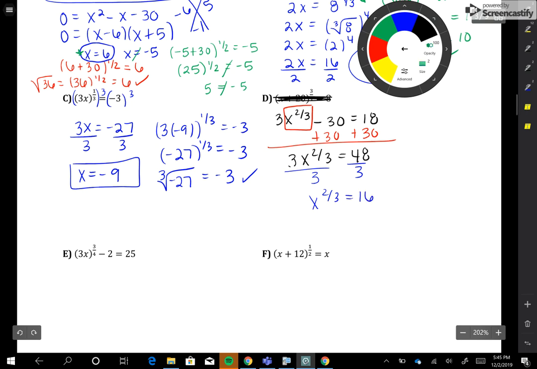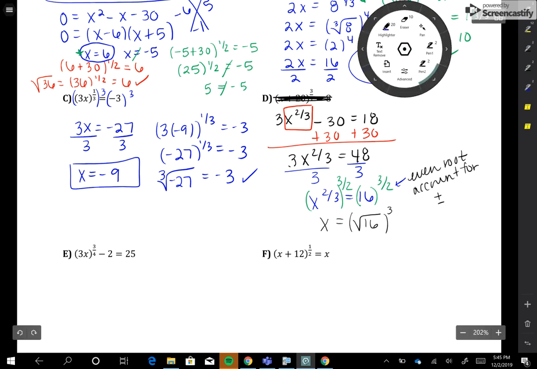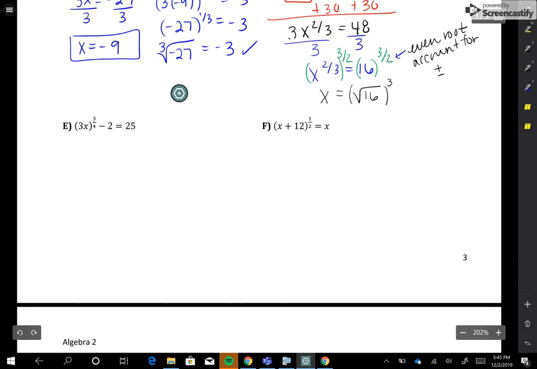At this point is when we're going to take both sides to the reciprocal power. And this one is different than the other ones we've done, and that is because our denominator is an even number. So essentially what we are doing, once I write this with a radical, we are taking the square root of 16, and then we are cubing it. So we are taking an even root, which means we must account for positive and negative, because we ourselves are doing that to solve this problem. So what we are going to get here, the square root of 16 could be plus or minus 4. And then when I cube each of those, I end up getting plus or minus 64.